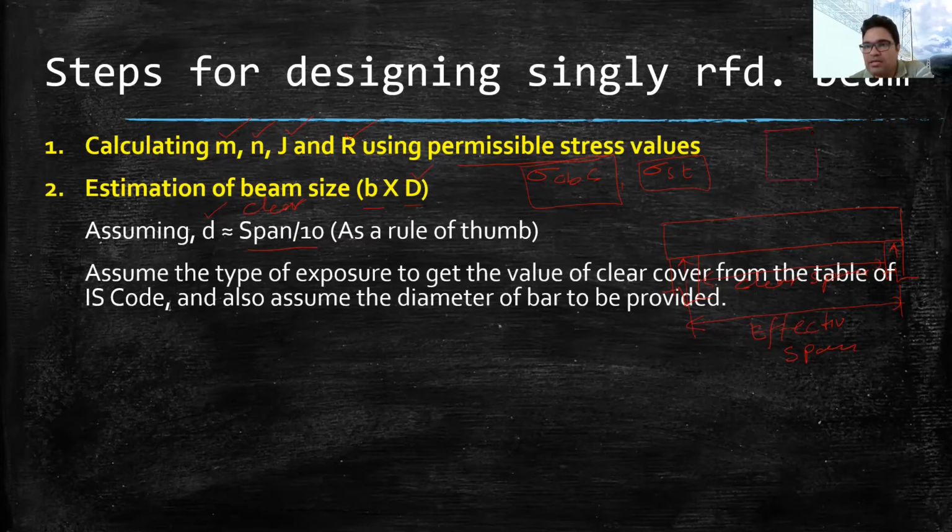Now in this diagram, I'm showing if we provide the reinforcement, the distance from the center of the reinforcement to the topmost fiber is our small d. And the distance from the center of reinforcement to the bottom level is called effective cover. So effective cover also needs to be assumed, and it depends on the exposure condition. So generally we assume the type of exposure to assume the clear cover value from the table of IS code. I will show you that table first, and then I will say how we assume the exposure.